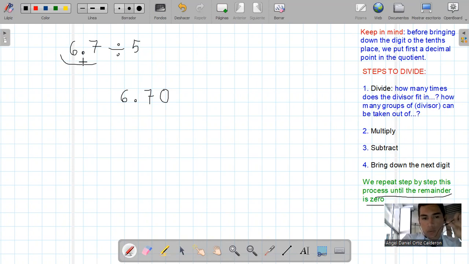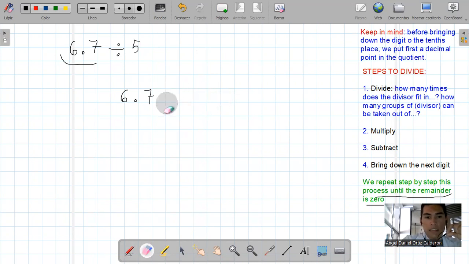6.7 is equal to 6.70, right? So we are allowed to add several zeros right here, and this won't change at all the value of the dividend. It will be the same number because we know that here we don't have any number in the hundredths position, or the thousandths position, so we are allowed to put a number 0 because putting a number 0 and saying that there is nothing is the same.